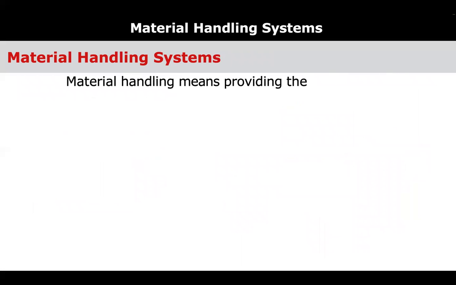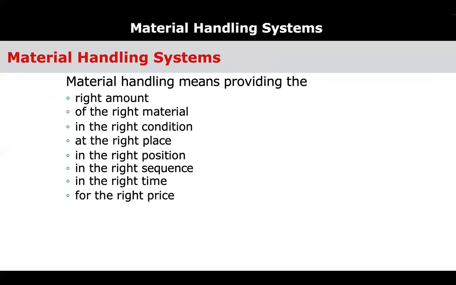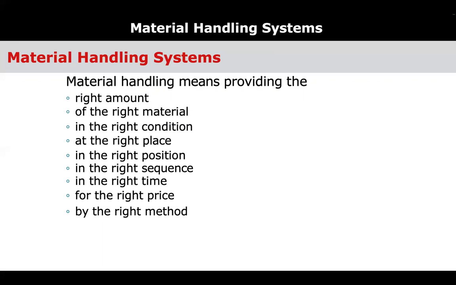So you'll have a factory system, but it'll be made up of sub material handling systems. So just a little bit more redundant here, just keep thinking about it. Material handling means providing the right amount of the right material in the right condition, right place, right position, right sequence, right time, right price, right method. Stuff we've been talking about before, but again, the material handling has to make all this happen. It has to be synchronized, and particularly with the right information flow to make sure that all this is correct.